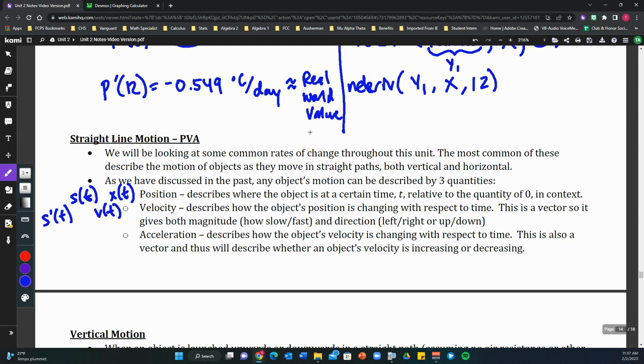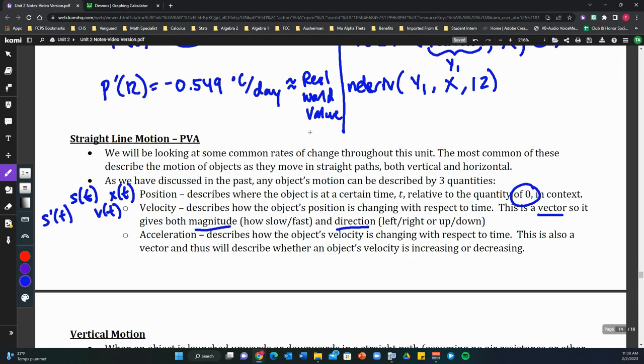So in the realm of physics, velocity is regarded as a vector, which means it gives both magnitude, so a rate of change. So is it a big rate of change or small rate of change? But it also gives direction. So it can describe how an object is moving relative to this null position. So is it going up, down, left, or right?